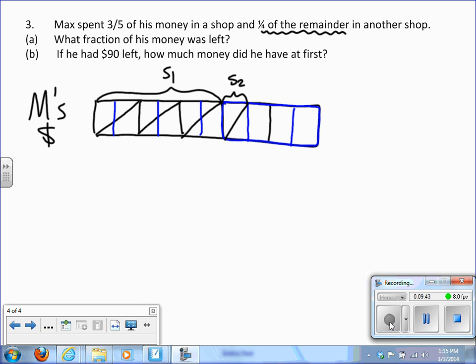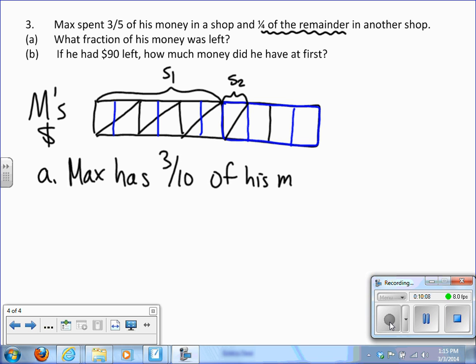Okay, what fraction of his money is left? Letter A. I would like to hear from Caleb. What fraction of his money is left? 3/10 of his money. Good. Good. Max has 3/10 of his money. Oh, I should say Max still has 3/10 of his money left, that's okay.